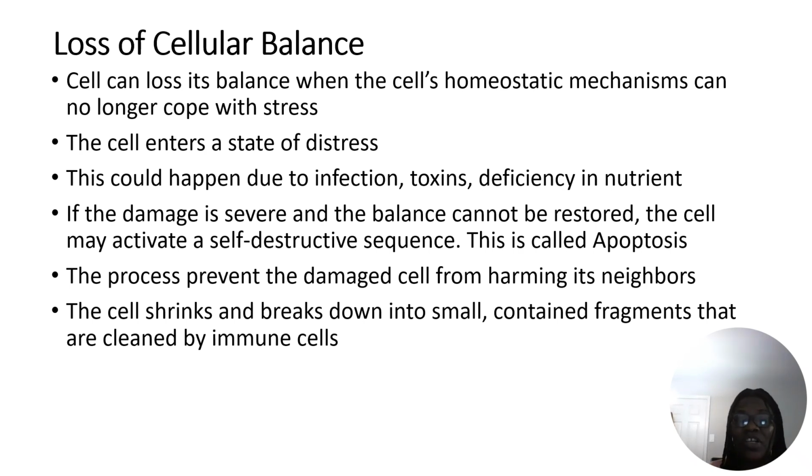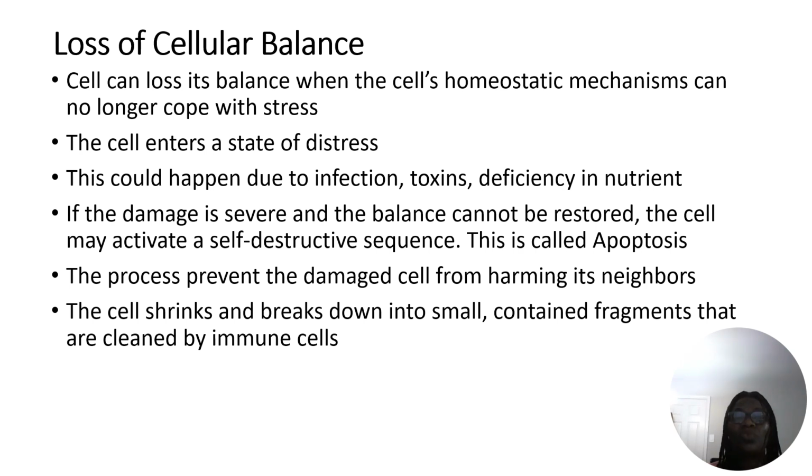The cell shrinks and breaks down into small contained fragments that are cleaned up by the immune system. When the cell breaks itself down and destroys itself, the immune system cleans it off and destroys it, as a way by which the body maintains immunity within the cell and within the organism. So this is what we mean by cell apoptosis.